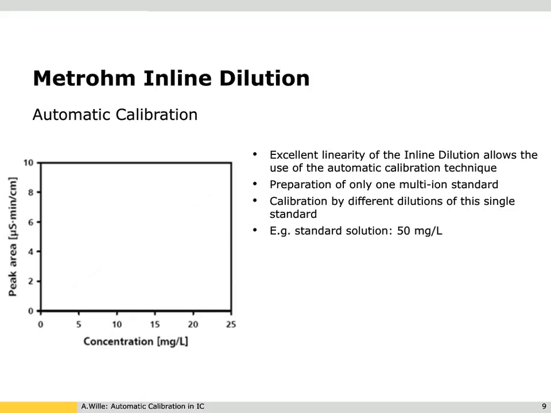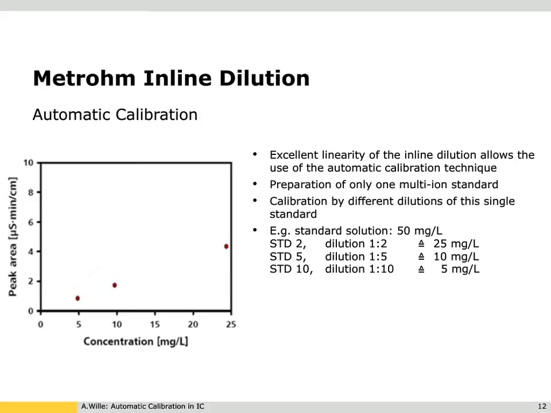The standard solution is 50 milligram per liter. If you dilute it 1 to 2, you have 25 milligram per liter and one calibration point. If you dilute 1 to 5, you have 10 milligram per liter and the second calibration point. If you dilute 1 to 10, you get 5 milligram and the third calibration point. If you dilute further, it's 1 to 20, 2.5 milligram per liter, and 1 to 50, and this 1 milligram per liter. And you see, you get automatically a curve.